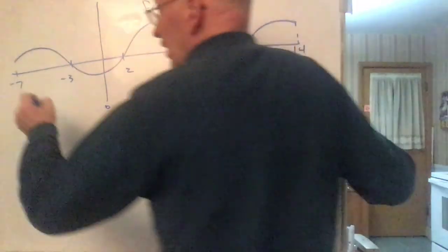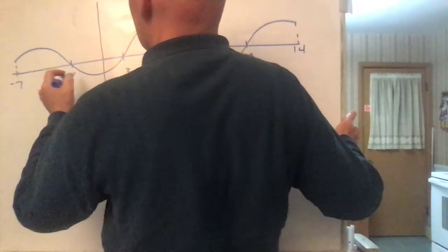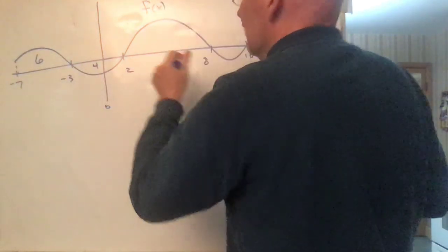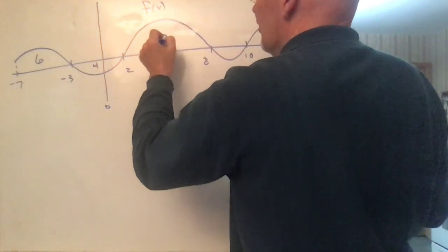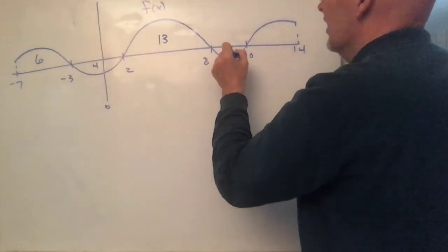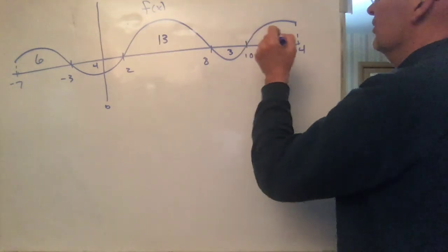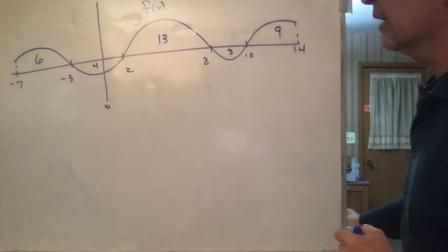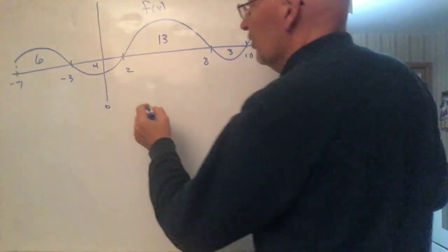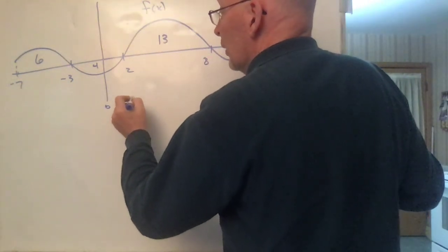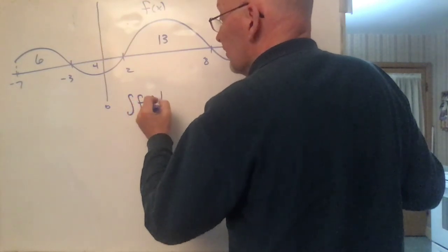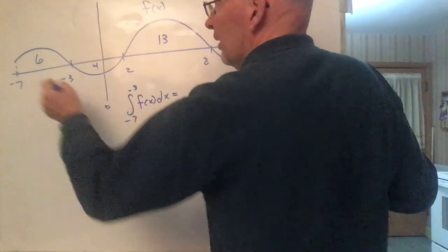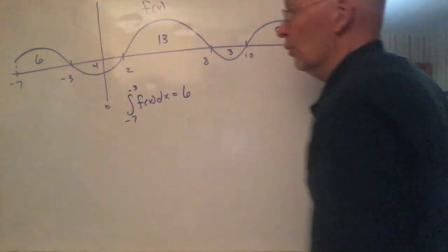Let's say that the area underneath this one is, say, 6. And let's say that the area of that little glob is 4. This one looks pretty big. Maybe it's 13. This one looks a little smaller than that. Let's say it's 3. And this one looks like maybe it's 8. Oh, let's make it 9, just to make sure I've got an 8 right there. Okay? So let's just make sure you're solid with me on this. If we were to write the integral of f of x dx from -7 to -3, what's the area? The value of that would be 6.